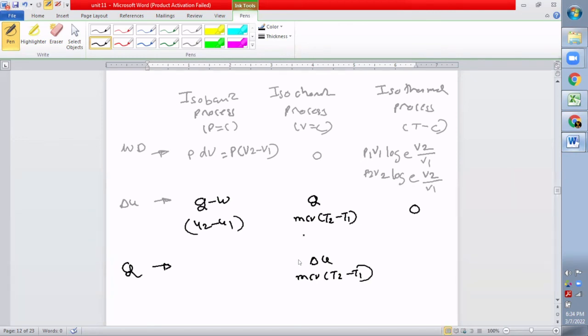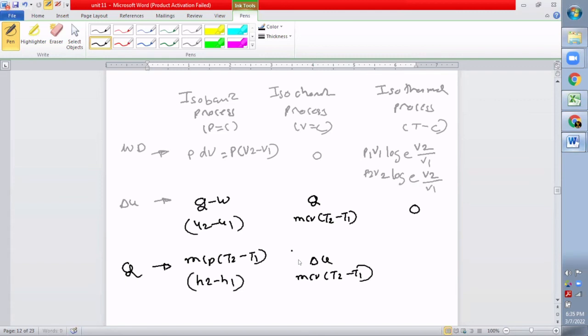Okay. Now tell me, in the case of an isobaric process, what is the value of Q? m Cp delta T, that is m Cp (T2 minus T1). Okay. Now, in terms of enthalpy, it is H2 minus H1. Very good.